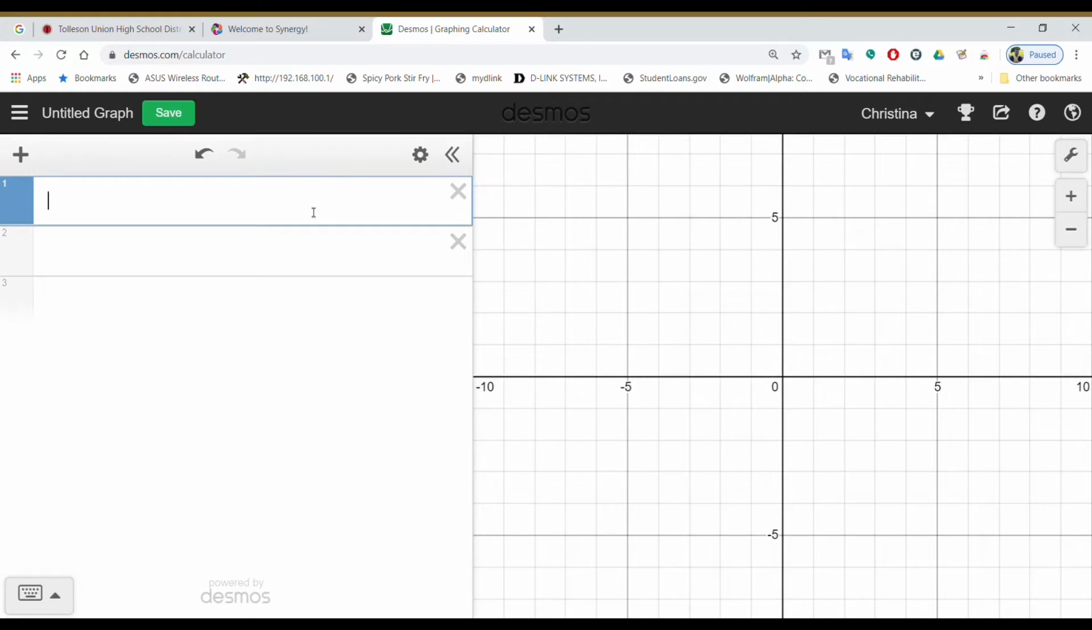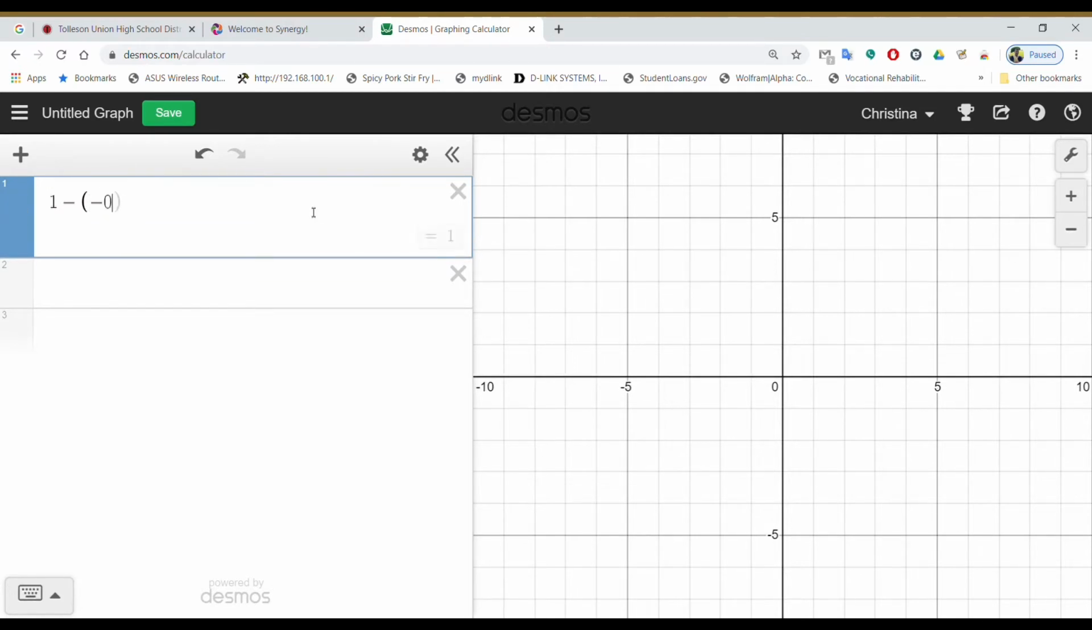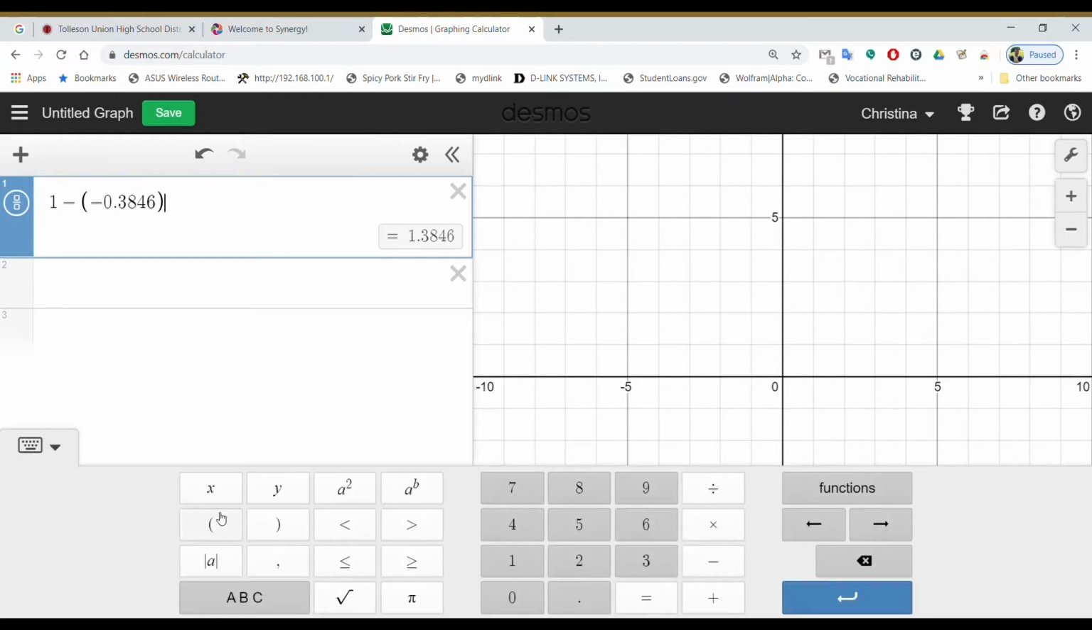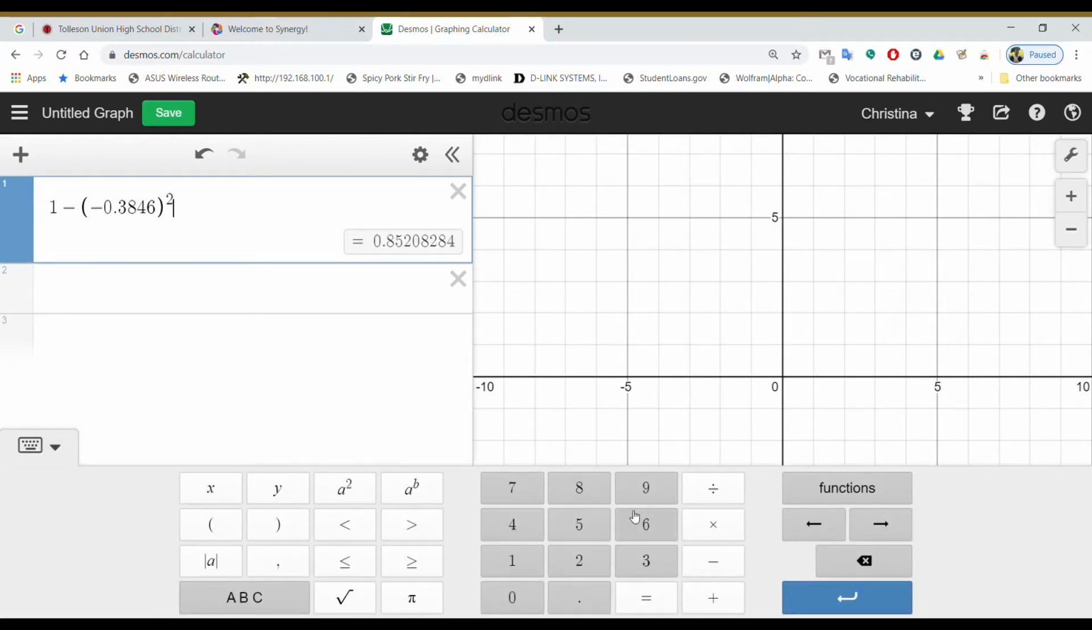All right, Algebra 2, so we're going to go ahead and use Desmos to type in the values for the Pythagorean identity. So we're going to start off with 1 minus. Make sure you put parentheses before you type in your negative sign value. So it was negative 0.3846. I'm going to close that off. And then let's put in our square value. So we got our square. And so we got this crazy decimal here. So we're going to keep it 4 decimal places.